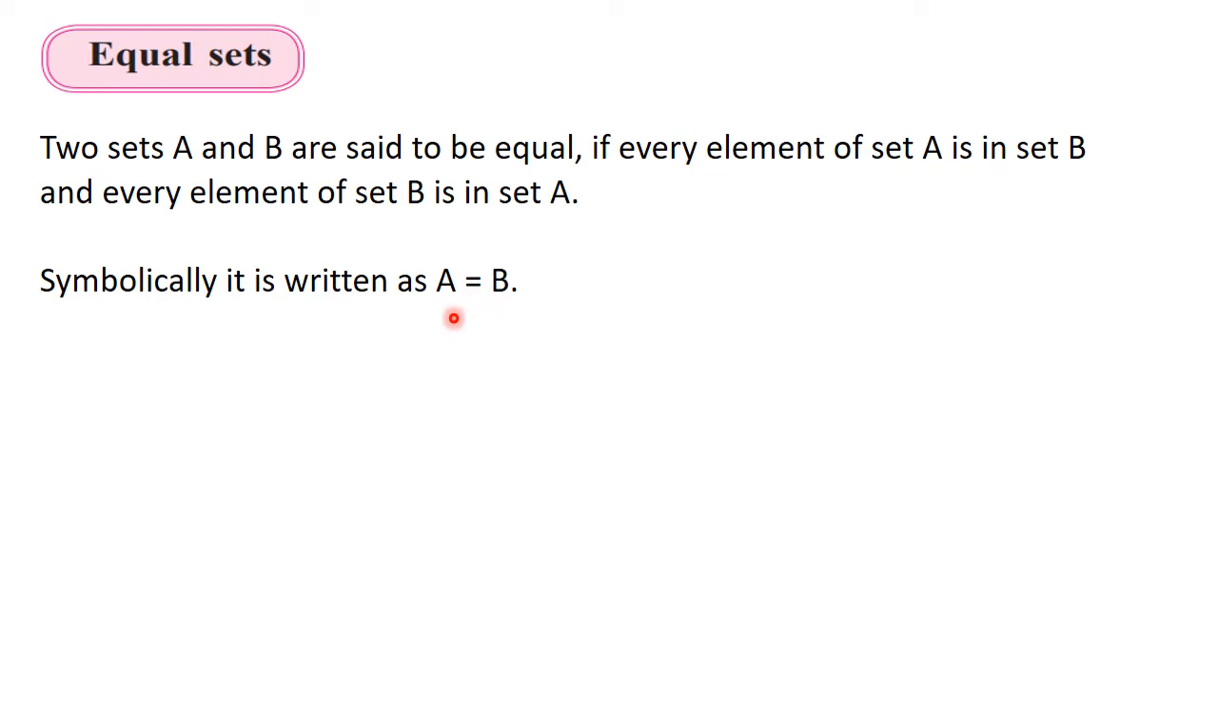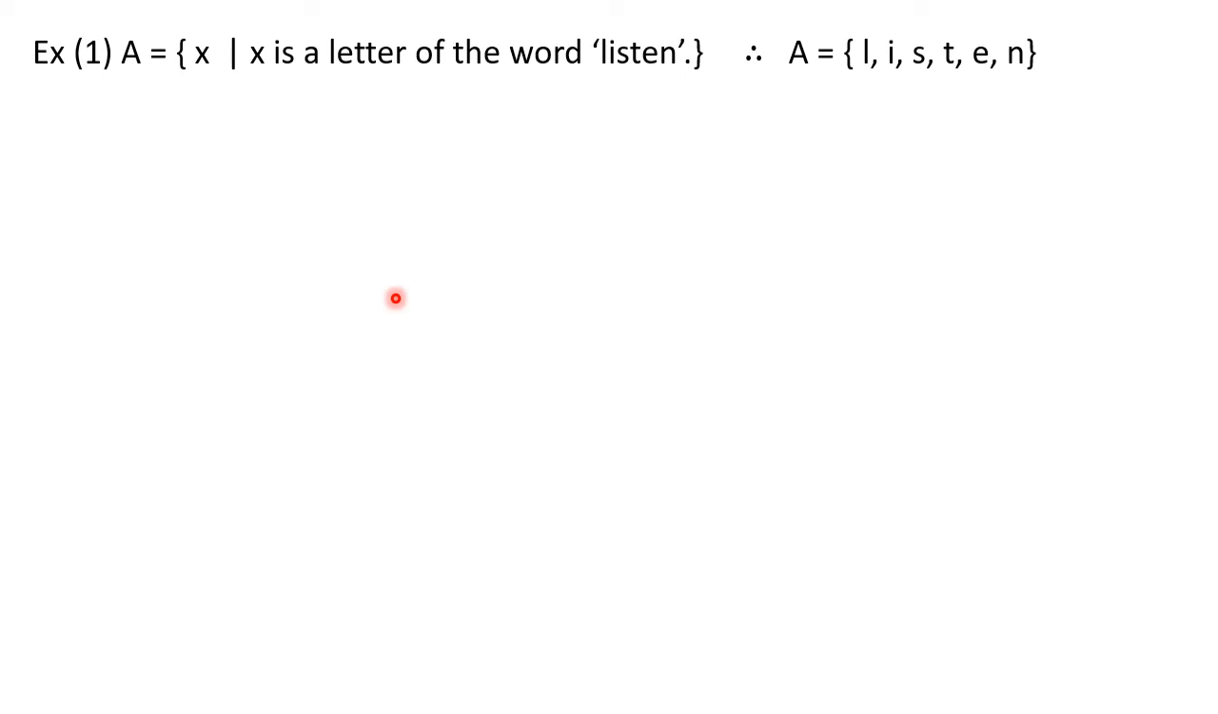How will you read it? Set A is equal to set B. Okay. So now let us see the examples here to understand these equal sets. Okay, so first example from the textbook. Now let us see that here they have provided us with the set A. Set A is a set of all x such that x is a letter in the word listen.